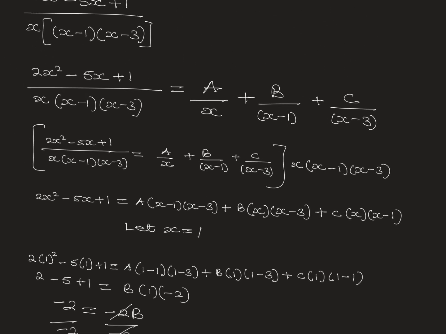the expression that we have here. 2x squared minus 5x plus 1 all over x into x minus 1 into x minus 3 is equal to a all over x plus b all over x minus 1 plus c all over x minus 3, and we substitute the values of a, b, and c. Okay, so let's do that.